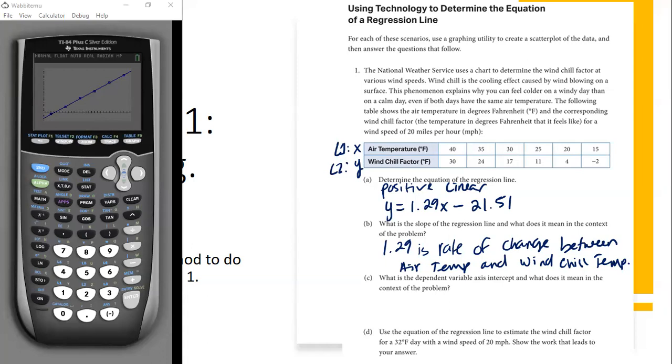All right. Then it says, what is the dependent variable? Well, what was our dependent variable? Dependent is your y. So what was our dependent variable? Our wind chill. So that was our wind chill temp, and it's dependent because it depends on our air temp, right? Because it depends on our air temp.